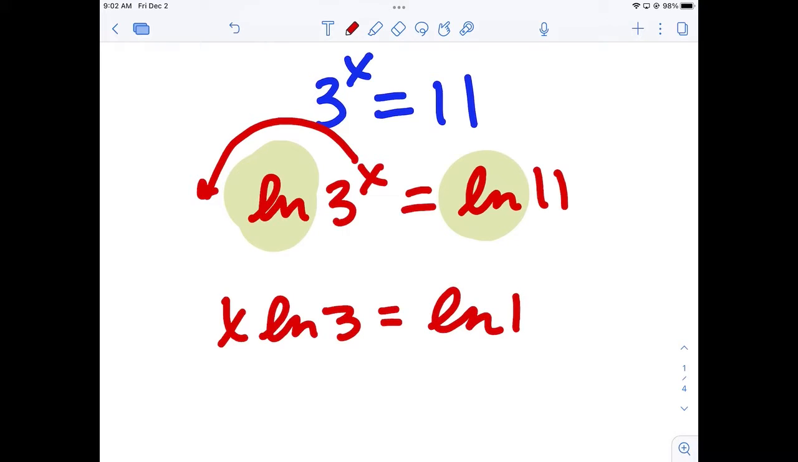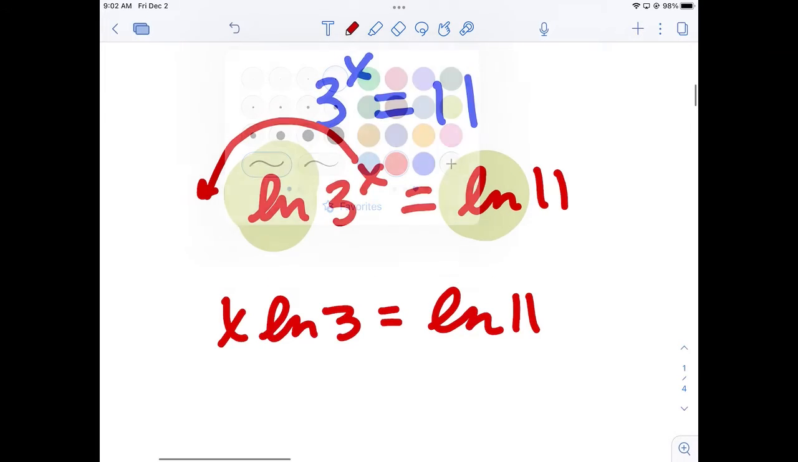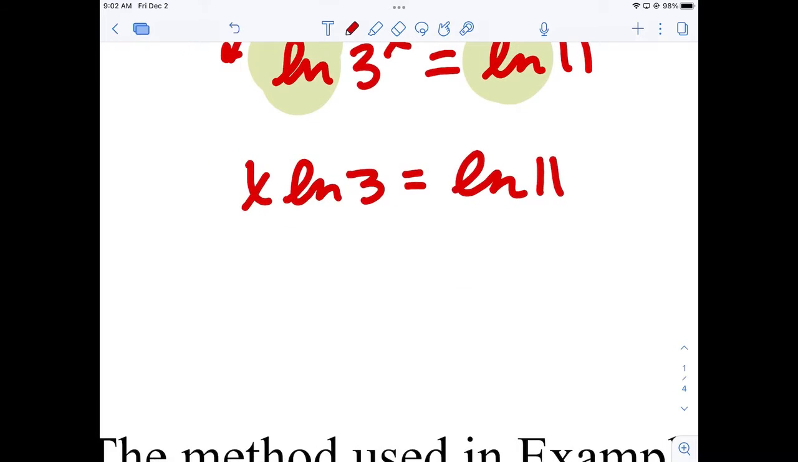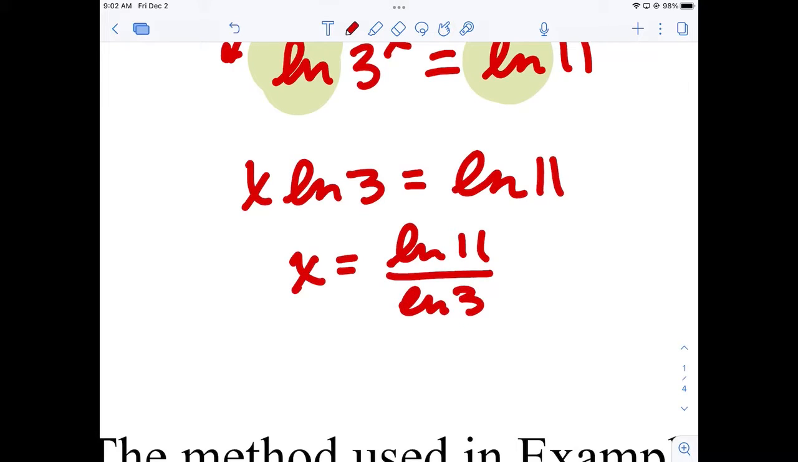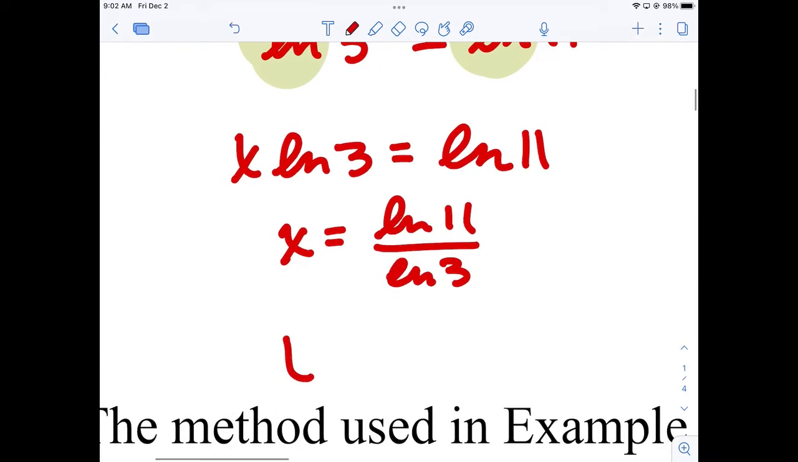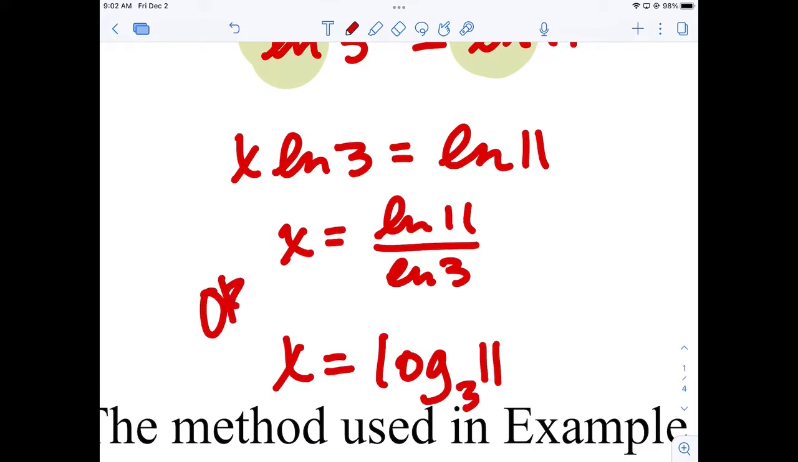That's my favorite property. And now I have x times the natural log of 3. Well, natural log of 3 is just a number, isn't it? So how would I solve for x? Divide both sides by the natural log of 3. So x is the natural log of 11 over the natural log of 3. Or if we write it as a single log again, it's going to be log base 3 of 11. Either one of those. I like either one of those for a multiple choice answer.